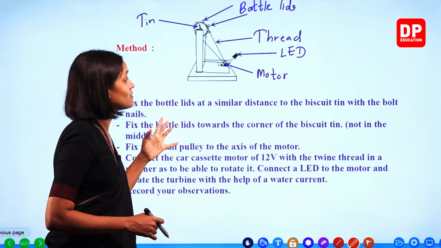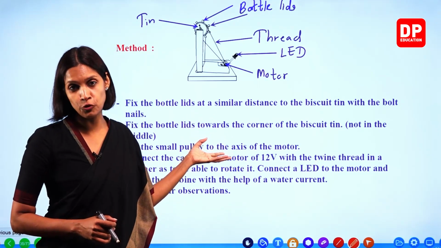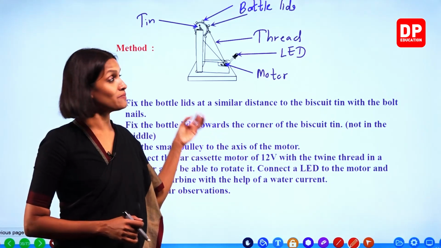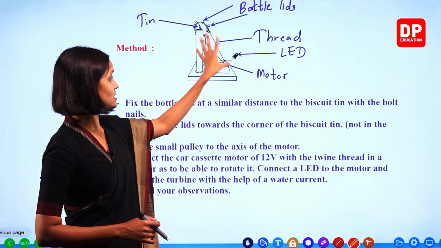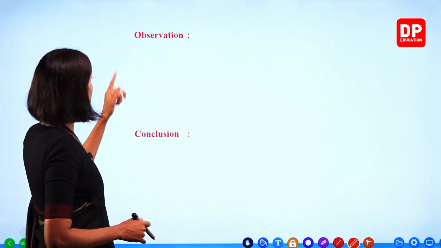So after doing this activity, it's very clear that we can generate electricity using a flow of water. Right, children? Because without passing an electric current, LED will not light up. Okay? Right. We'll write this down. Observation.